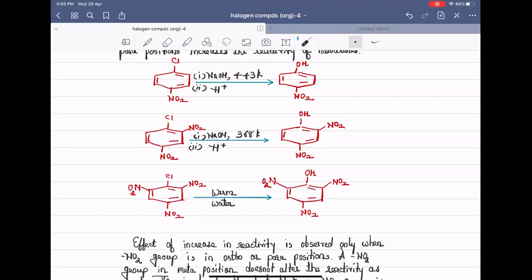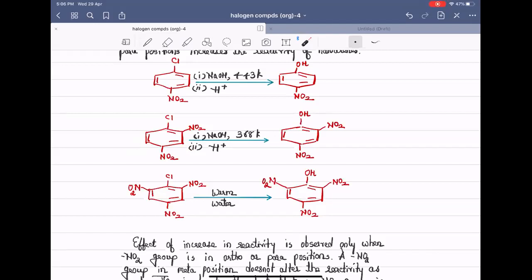Now, it has been observed that putting an electron withdrawing group in ortho and para positions is useful, and it can alter the reactivity to a large extent. However, if an electron withdrawing group is placed in meta positions, its effect on reactivity is not so high. In other words, putting an electron withdrawing group in meta position does not affect the reactivity that much.